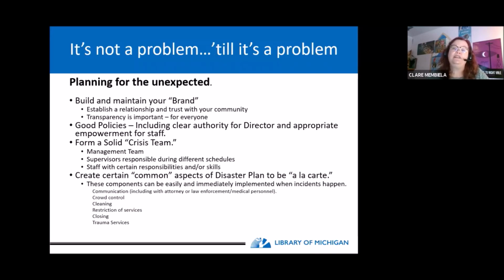The last thing I want to talk about is planning for the unexpected. Everything we've talked about up to now really has been identifiable and expected kinds of crises. So the kinds of crises you can anticipate, like weather or workplace violence, things that we know are out there that we can say, okay, the library should have a contingency plan on this.